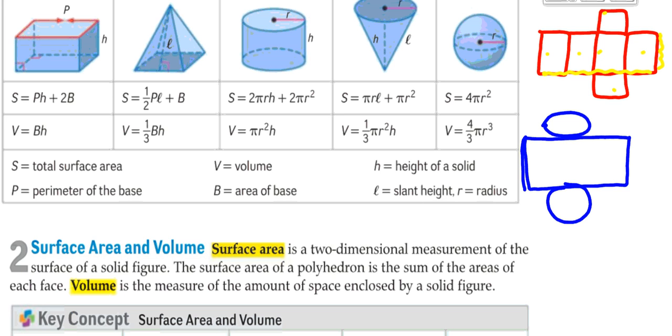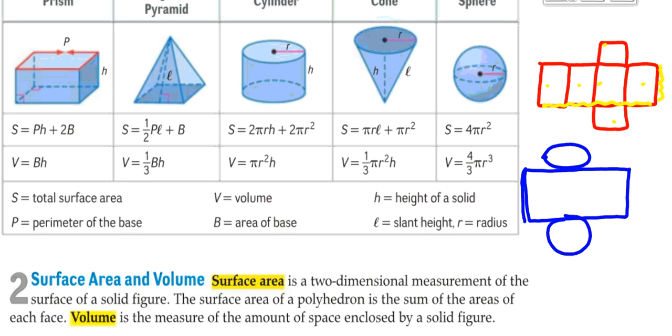Then for this one, back here, I want you to notice that the volume of a prism is area of the base times height, and a pyramid is 1/3 of that. Same thing for a cylinder. The volume of a cylinder is pi r squared h. Pi r squared is the area of that circle times the height. This is 1/3. So how many of these volumes should fit in that?